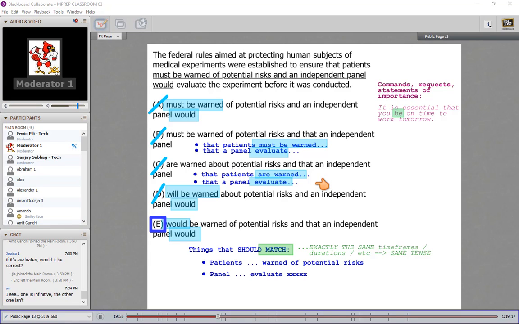Okay. I don't know the terminology, so maybe. I actually don't know what an infinitive is.